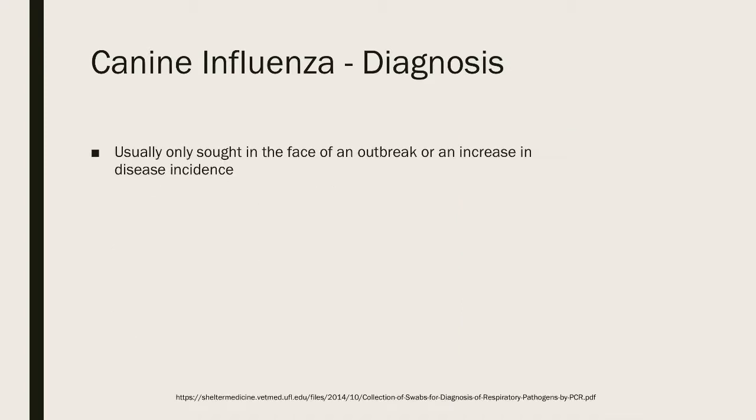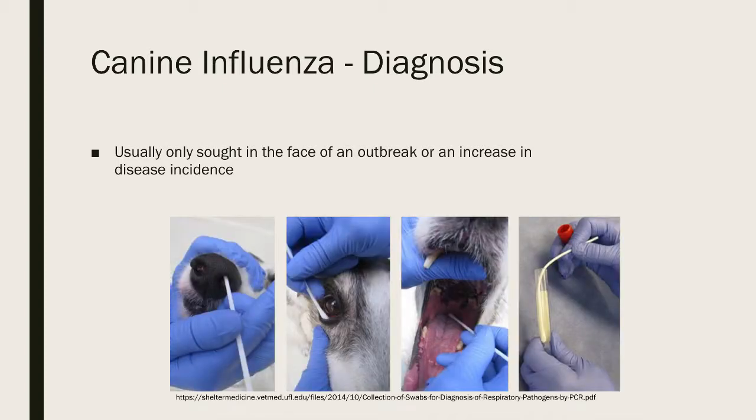So, diagnosis. Diagnosis of respiratory disease within shelters is frequently only sought when there is a change in the normal respiratory rates. There may be surveillance that's done where you do intermittent panels as veterinarians to see what happens. But I have this little infographic for you guys that actually came from the University of Florida showing how you can sample for respiratory panels and for disease testing for influenza.